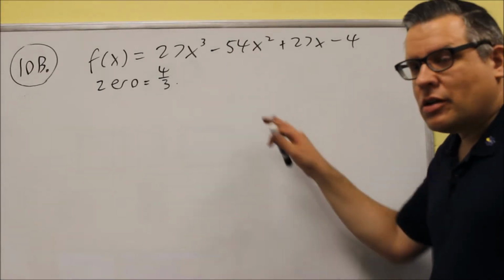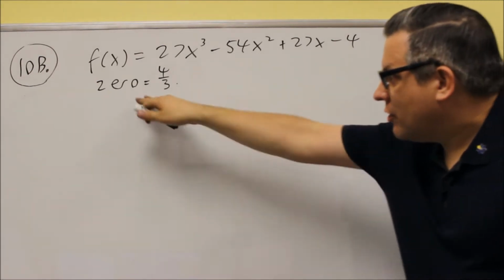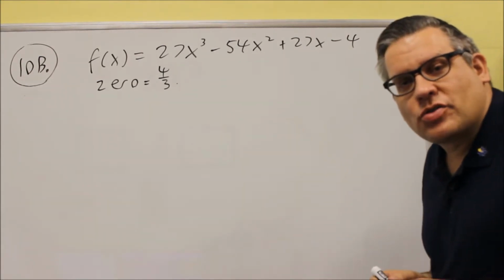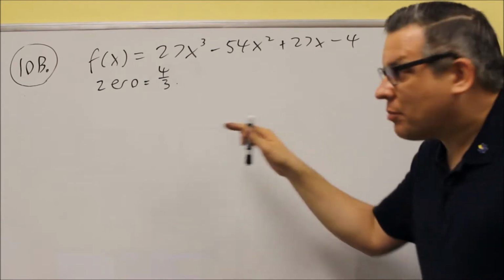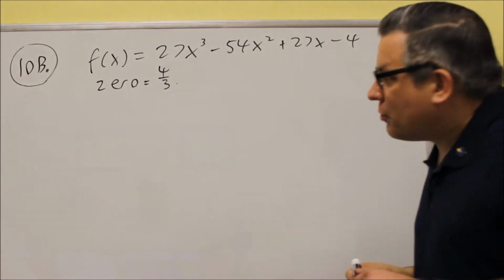Okay, for 10b, we have another one of these where we have to use synthetic division. The 0 this time is 4/3. So we want to set this up and do synthetic division. Remember, when you set that up, if there are any powers that are missing, you have to put a 0 in there as a placekeeper.